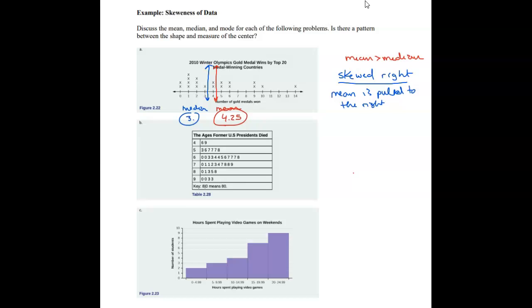Alright, now the mode of this is 1, because that's the most frequent data value. The mode is a little different. It often doesn't really have a relationship with the mean and the median. It's just where the most values are. For a graph that's skewed to the right, the mode tends to be on the left side because that's where most of the values are.